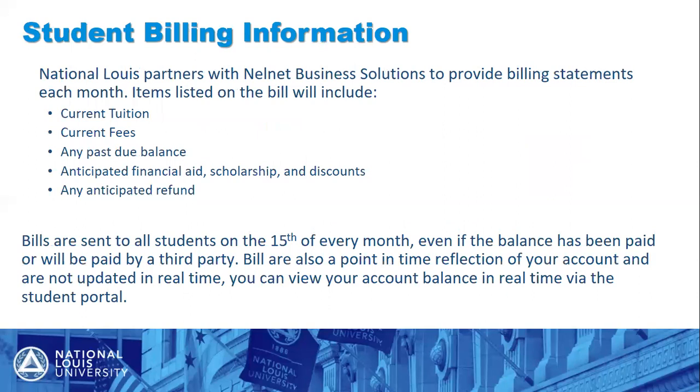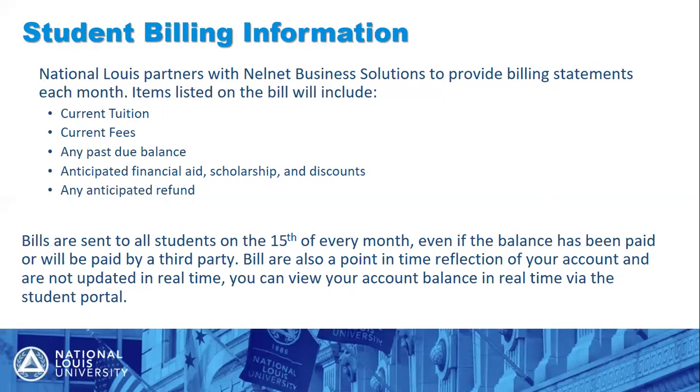As far as bills, National Lewis partners with Nelnet Business Solutions to provide billing statements each month. Items listed on the bill will include your current tuition, current fees, any past due balance, anticipated financial aid, scholarships and discounts, and any anticipated refund. Bills are sent to all students on the 15th of every month, even if the balance has been paid or will be paid by a third party. Bills are also a point-in-time reflection of your account, and they are not updated in real time.